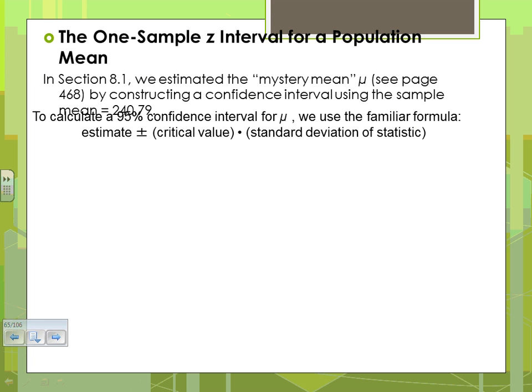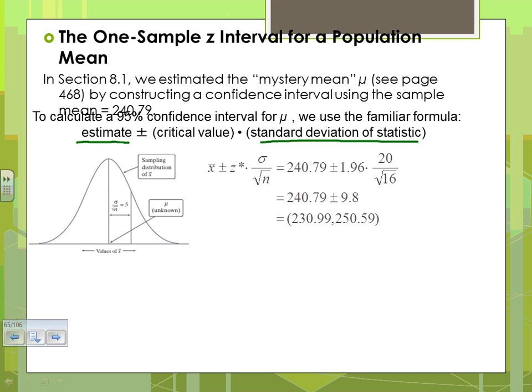Alright, so we can take the estimate plus or minus that critical value, and remember you can go find that above the 95%, so whatever confidence interval you're at, and then times the standard deviation of the statistic. Just kind of seeing it all with the normal density curve. And here with means, the standard error now is your sigma divided by the square root of n.